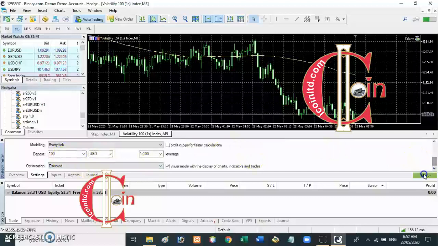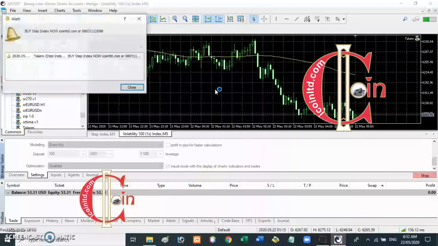Okay, so let's see what will happen. You start. Click on start. I need the visual mode. The visual mode will display something like this chart. It's a simulation, not current trading. It just shows you what would have happened.